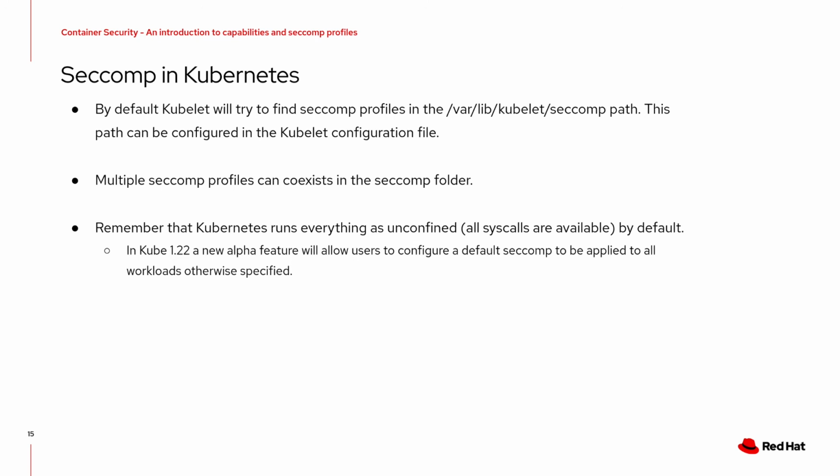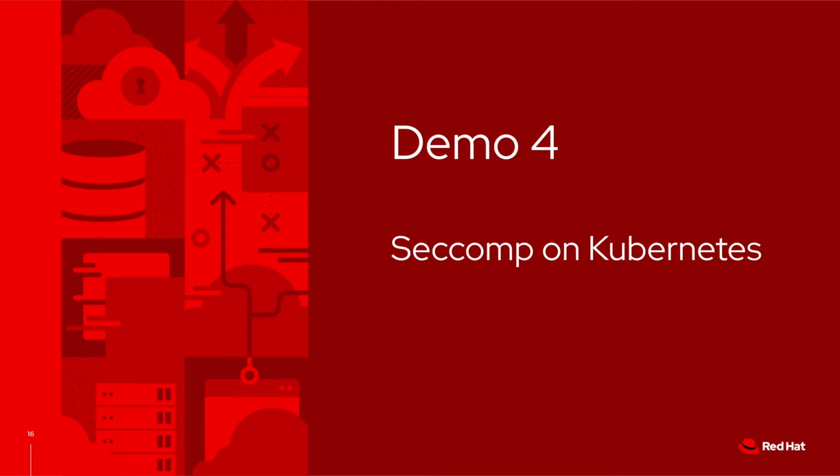And now that we have seen how capabilities work on Kubernetes, we're going to see how we can use Seccomp profiles in Kubernetes. By default, kubelet will try to find Seccomp profiles in the /var/lib/kubelet/seccomp path, but this path can be configured in the kubelet configuration file. You can have multiple Seccomp profiles in the same folder, and remember that Kubernetes runs everything as unconfined by default. That, if you remember from previous slides, means that all syscalls are available for the processes to use. And in Kubernetes 1.22, as we mentioned earlier, a new alpha feature will allow users to configure a default Seccomp profile. And with that, let's see how we can use Seccomp profiles on Kubernetes.